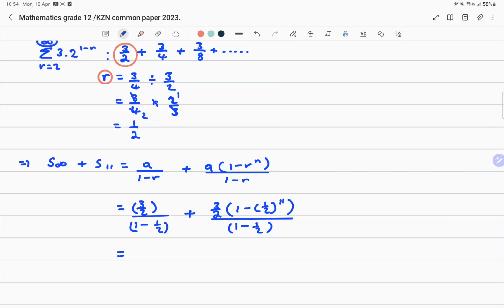So I'm not going to complicate my life here, just going to do this nice and easy. So we've got here 3 over 2 divided by 1 minus a half, which is simply just a half. And then we're going to add here plus, again we start here, so we're going to have 3 over 2 into 1 minus a half.